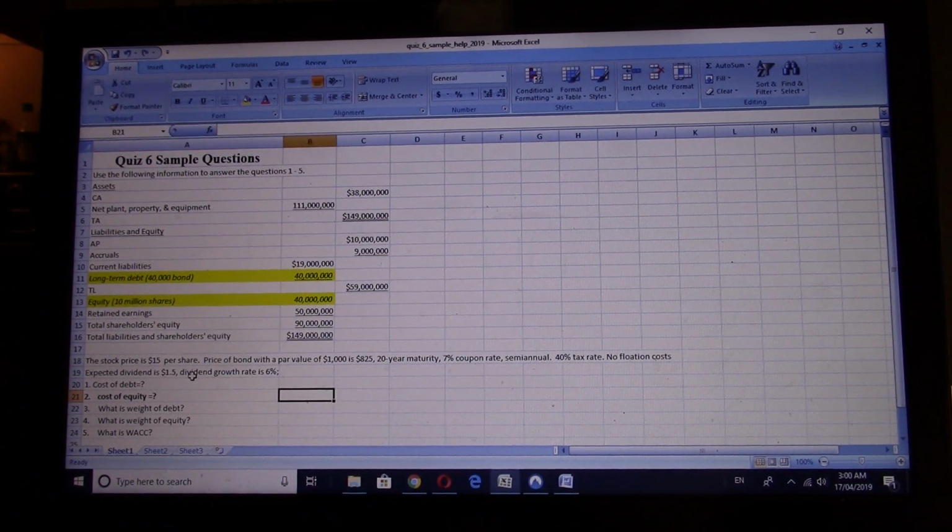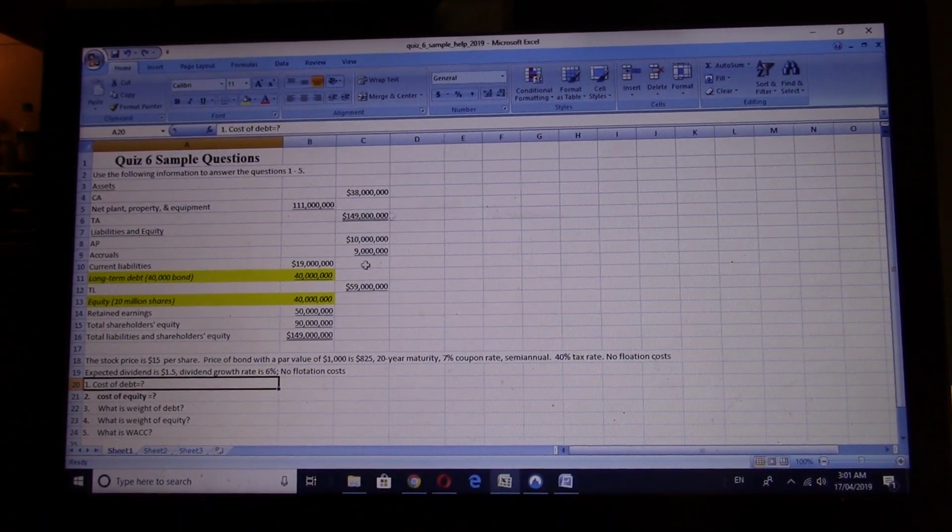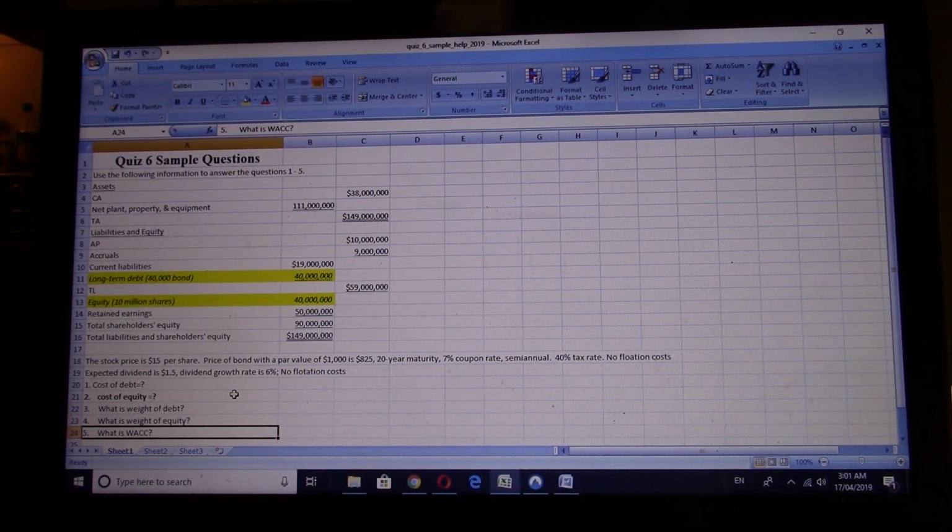Okay, we also know the stock information. Stock price is $15 per share, and the expected dividend, this is D1, is 1.5. Dividend growth rate is 6%. Also, I should put there no flotation cost. Okay, so this is the information we need. The question is asking you how much is the cost of debt, how much is the cost of equity, what is the weight of debt, what is the weight of equity, and how much is WACC.